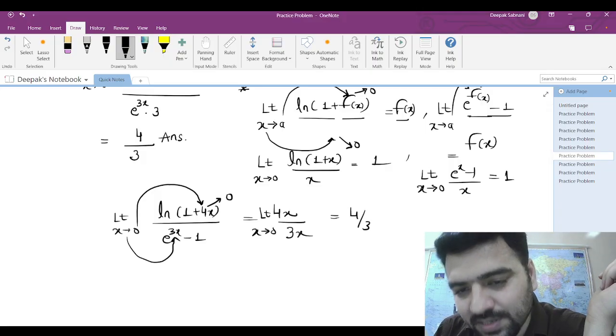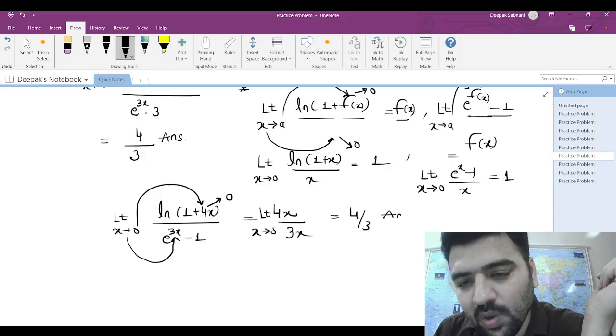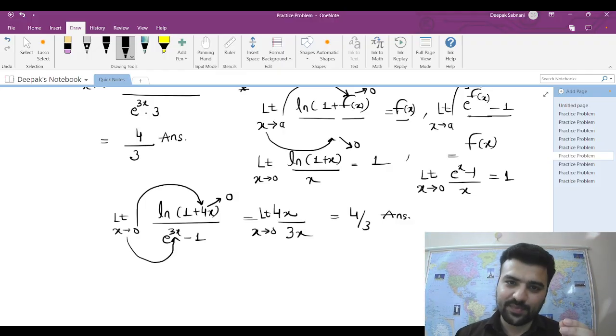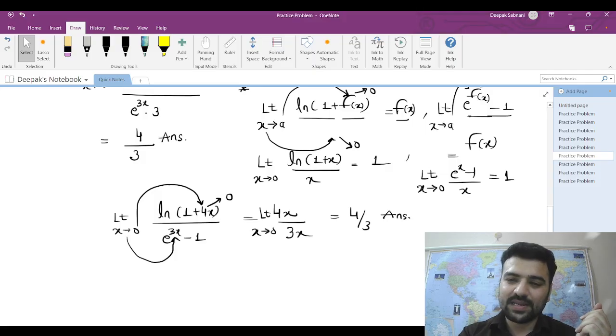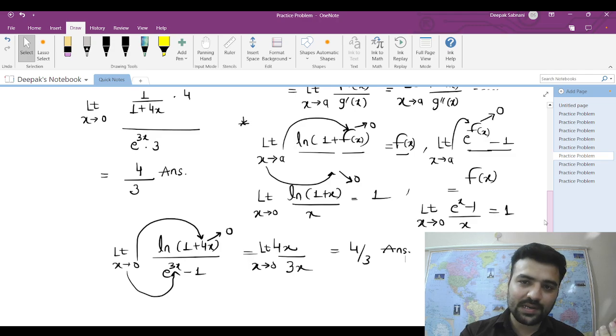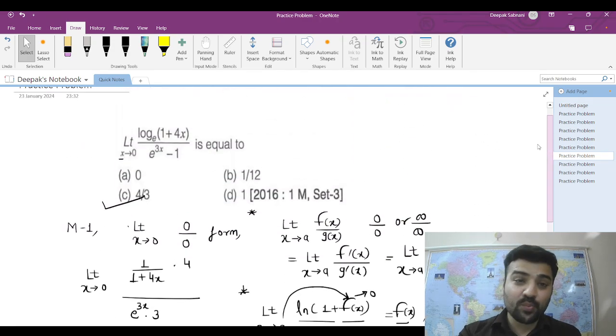So the same answer you got by the L'Hopital method, you got exactly in a single step by the second method, which is nothing but the standard limit. And this question will help you solve many problems if you understand the fundamentals, right? So I hope you got the solution.